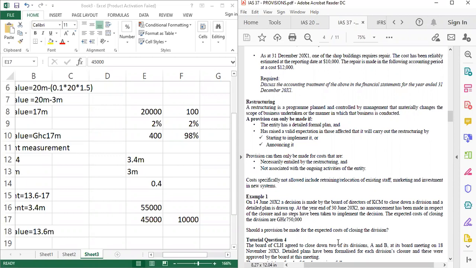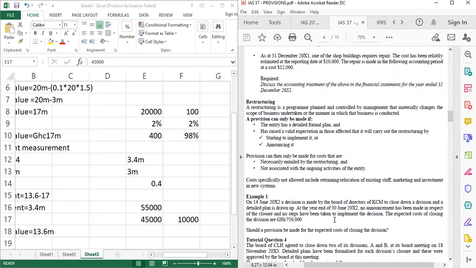No. Because the affected staff have not been informed. There's no communication of the plan to the affected people. Okay. Although they have a plan, they haven't made any announcement. So the people are still working there, and they are not even implementing it. If they should start implementing it, it means that the people are now redundant. They are not doing anything.